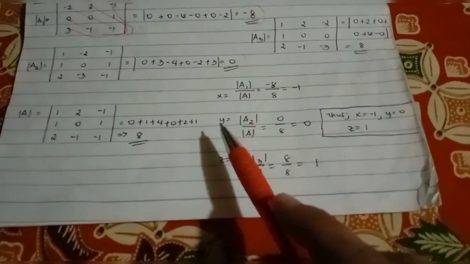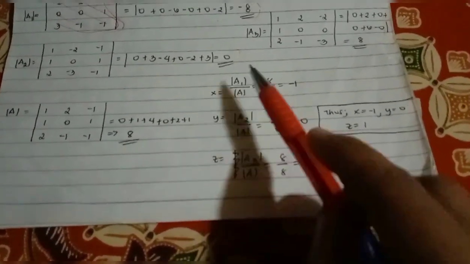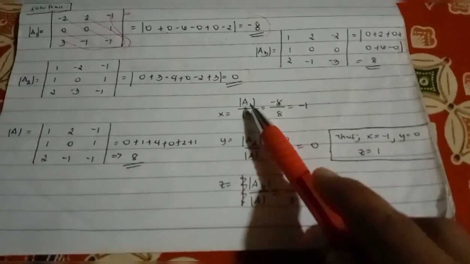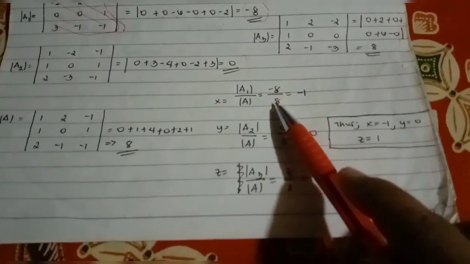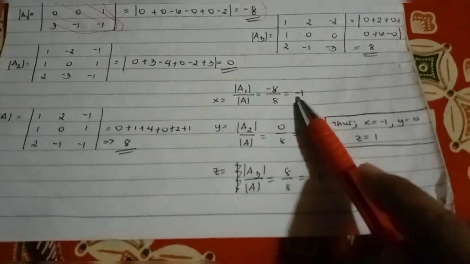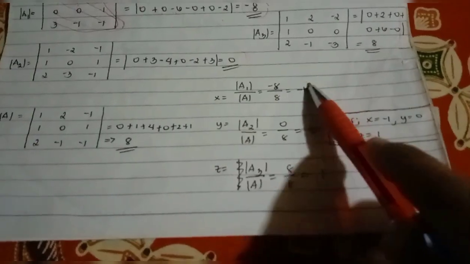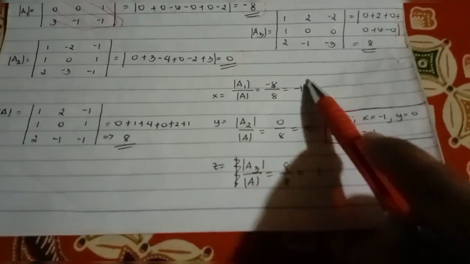So to get the value of x, y, and z, we need to divide the determinant of a sub 1 by the determinant of a. So negative 8 divided by 8 is equals to negative 1. So this is the value of x.